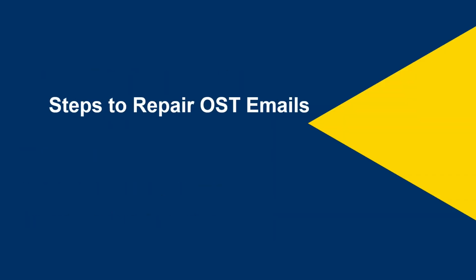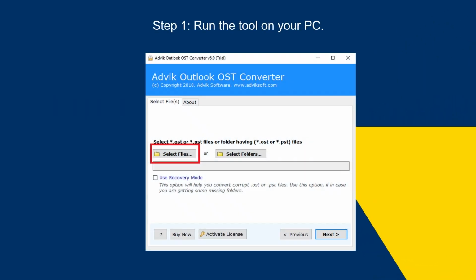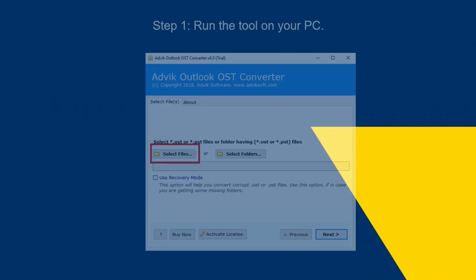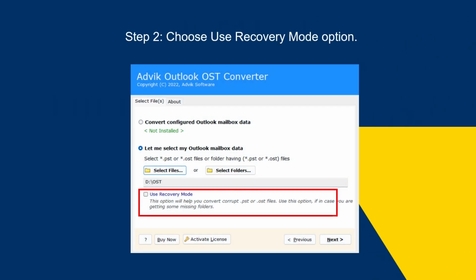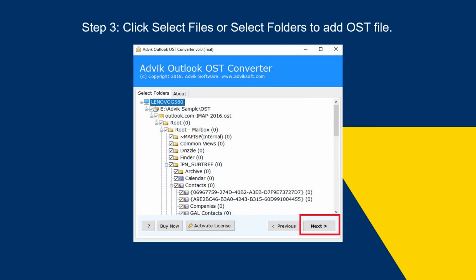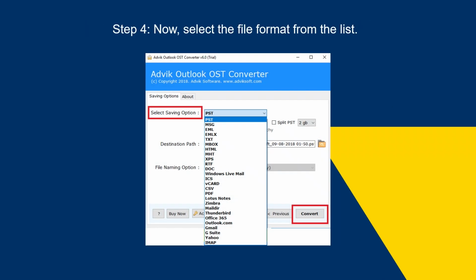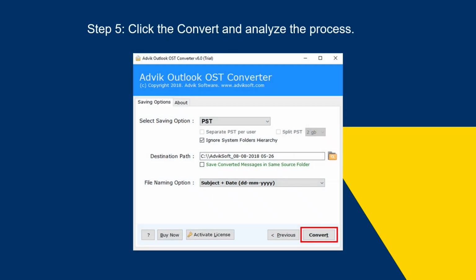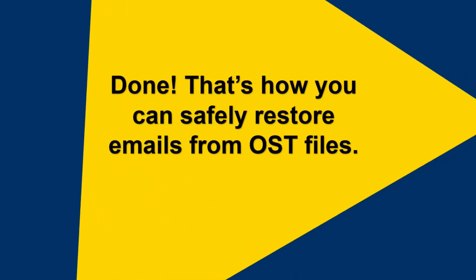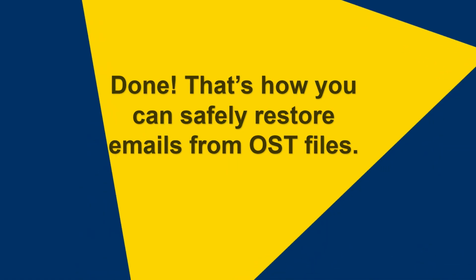Steps to repair OST emails. Run the tool on your system. Choose recovery mode. Add the OST file. Select the required format and click Convert. And that's it. This is how you can safely restore emails from OST files without data loss.